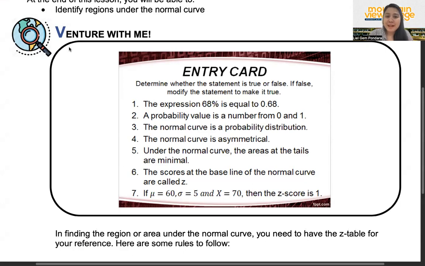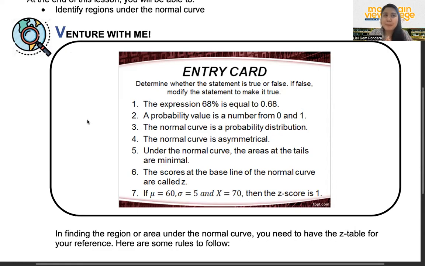Next, number 2. A probability value is a number from 0 and 1. True or false? We have an answer. True. So how about the others?